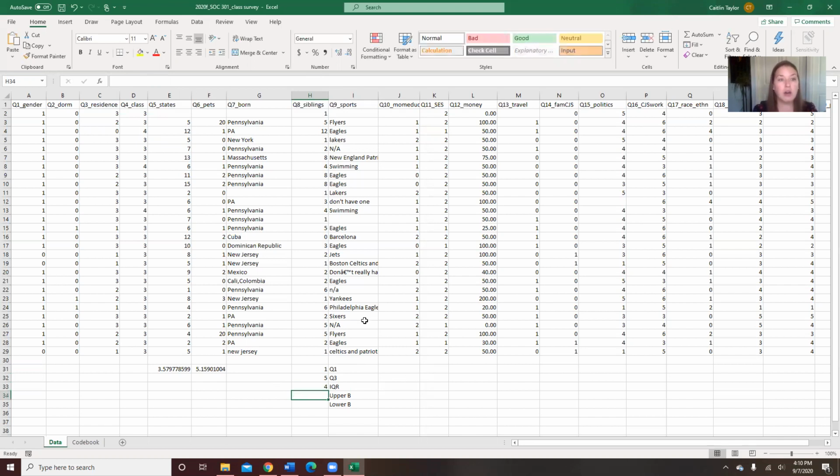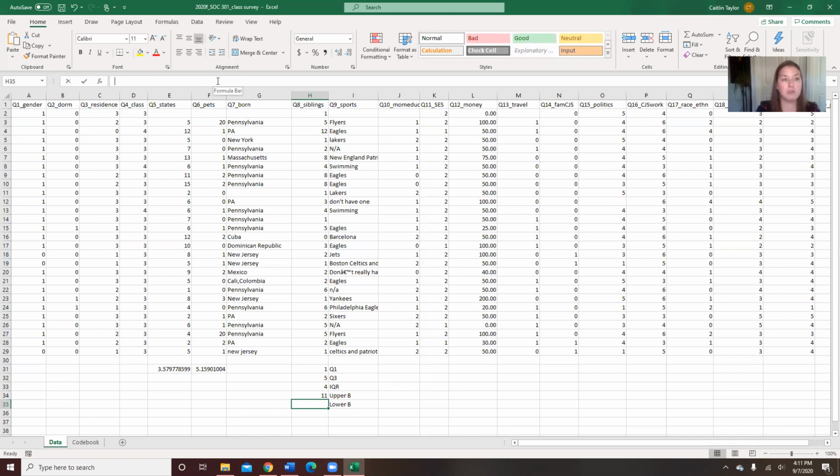Then to calculate our upper bound, the formula for that is Q3. So here our Q3 is 5, plus 1.5 times our IQR, which is 4. So the formula for the upper bound is always Q3 plus 1.5 times our IQR. That gives us 11 for the upper bound.